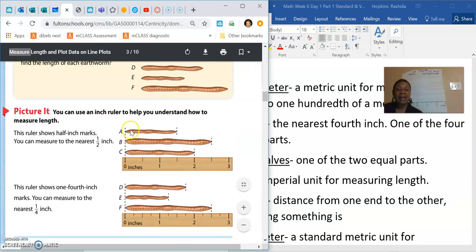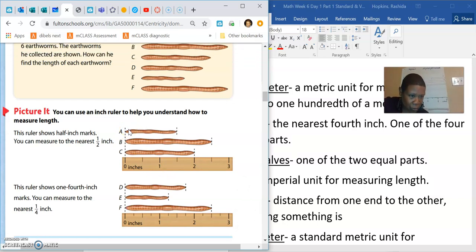So for letter A, I took it upon myself to draw this. I hope it's clear. You also have it in your book with the ruler underneath. I drew my inch ruler starting at my 0 point, and you see that here on the ruler on your paper. Going from 0 to 1 inch is my first inch. The next section is another inch, and that goes to the 2 mark.